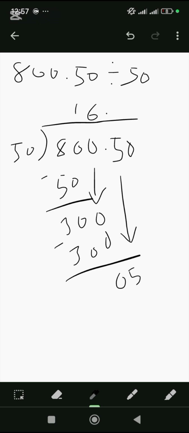Okay, and put your point where it is. How many of these is here? It cannot go into 50. Okay, 5 divided by 50 cannot go. So you simply put 0 here. It allows you to have a 0 here.